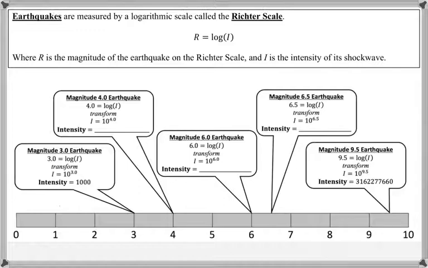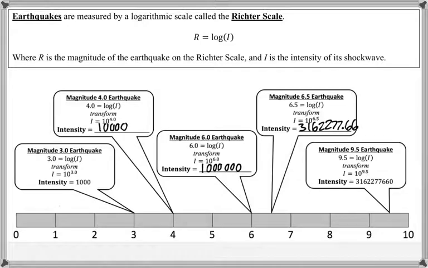And we can do the same thing with the other magnitudes. A magnitude 4 earthquake will have an intensity of 10 raised to the 4, or 10,000. A magnitude 6 earthquake is going to have an intensity of 10 to the 6, or 1 million. A magnitude of 6.5 is going to have an intensity of, if I take 10 and raise it to the 6.5, I get 3,162,277.66.